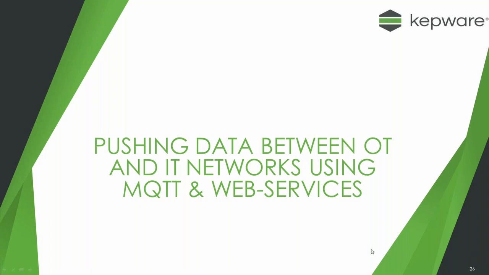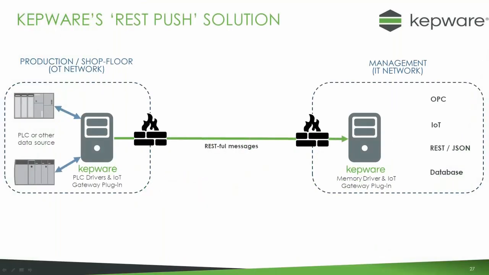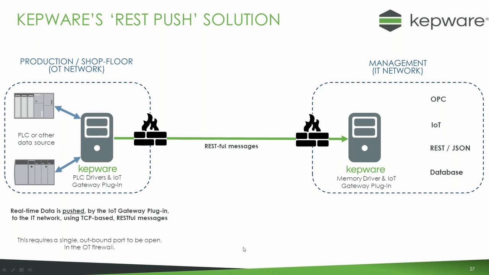So we've looked at ways of using KEPSERVER and OPC of passing data between IT and OT networks. There are also ways you can do this using IoT type techniques, and we're going to explore those now. The first one is using a plugin to the KEPSERVER product, which is called the IoT Gateway plugin. What that does is take data from the PLCs and push it using RESTful messages. So that's effectively acting as a web client.